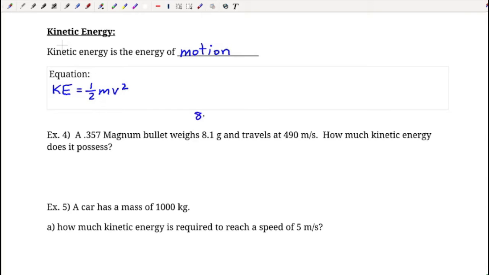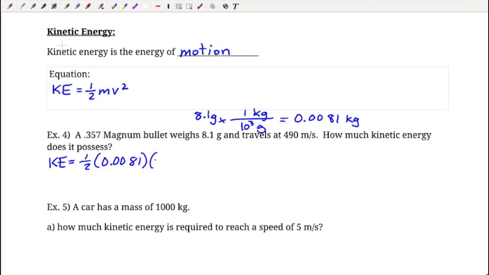So I've got to watch out, this 8.1 grams is not in base units, so I've got to convert that. It's going to be 10 to the 3 grams in 1 kilogram. And that means divide by 1,000, or 3 zeros, and then 1 kilogram. So not a very big mass for a bullet, but it's going to end up with a lot of kinetic energy because we're squaring the velocity. So my kinetic energy is 1/2 times this very small mass that I found times my velocity squared. So let's pull out your calculators and figure that one out.